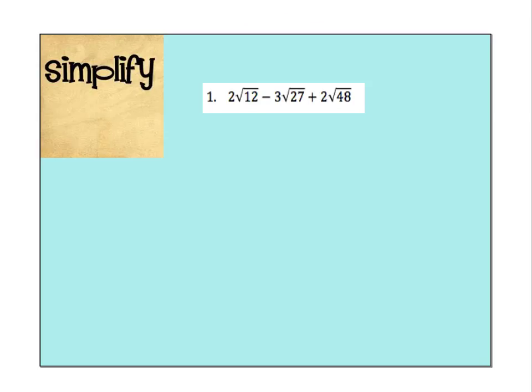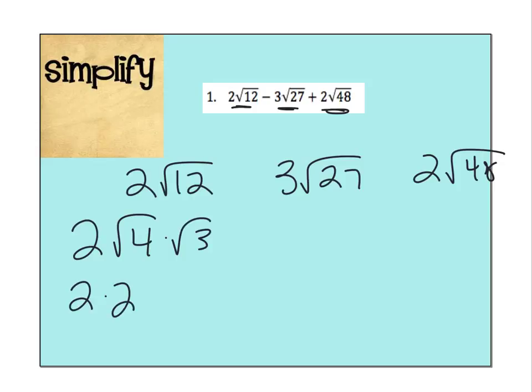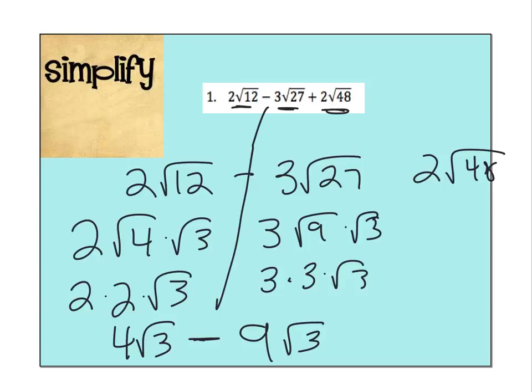Right now you cannot do anything with these, but you can simplify each one of these square roots. So if I take 2 square root of 12, 3 square root of 27, 2 square root of 48. 2 square root of 4 times square root of 3 is 2 times 2 times square root of 3, so that'll be 4 square root of 3. This one, I can break apart into 9 and 3, so 3 times square root of 3, that would be 9 square root of 3. Still bring the negative all the way down.